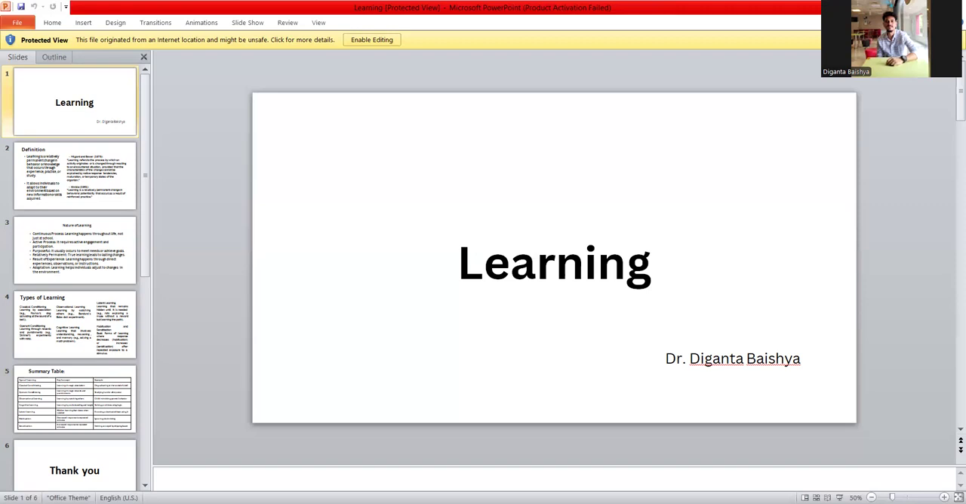Next is latent learning. Latent learning is learning that occurs without immediate visible change in behavior. It becomes apparent only when there is a motivation to demonstrate it. One example is a student who learns a shortcut to school but uses it only when the usual route is blocked.